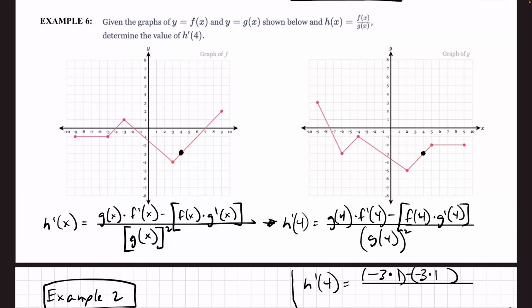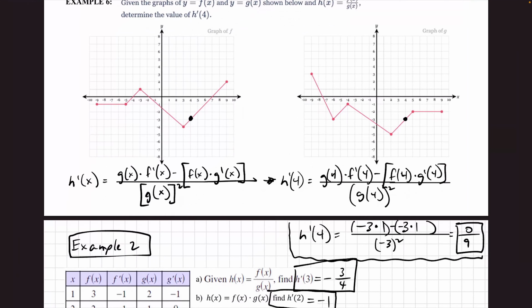Over g of 4 squared, negative 3 squared. Oh, thank God it's not 0. So we get negative 3 minus negative 3 over 9. So negative 3 minus negative 3 is really negative 3 plus 3, which is 0. So 0 over 9. I should probably write 0.